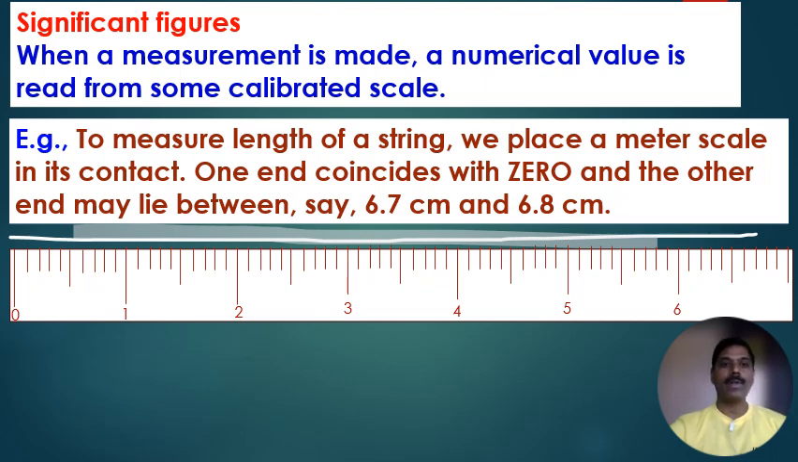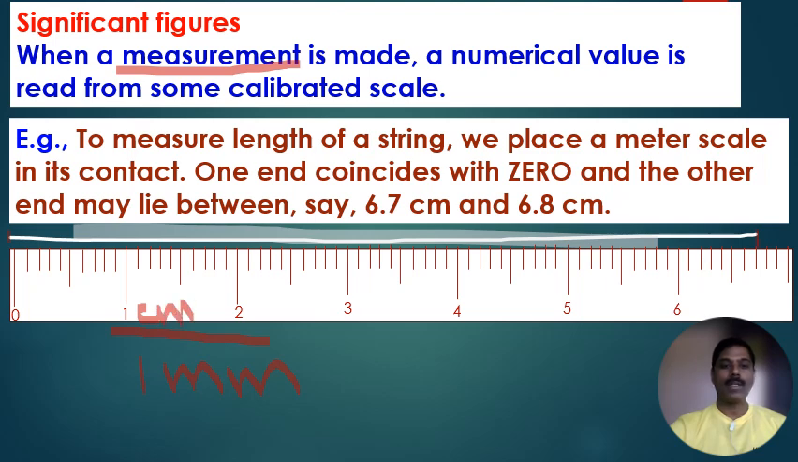Let us try to understand what the significant figures are. When we do a measurement, what do we do? We use an instrument. As an example, in this case, I have taken a string, whose length is measured using a meter scale. This meter scale has a least count of 1 millimeter. I will tell you about the least count later. It is actually the least possible measurement that can be carried out using an instrument.